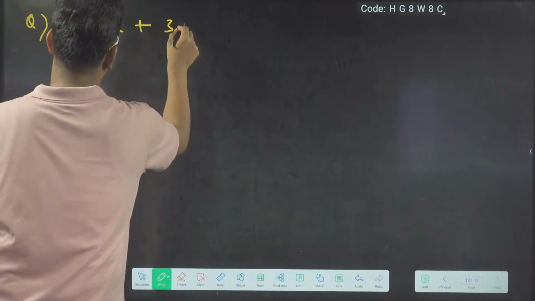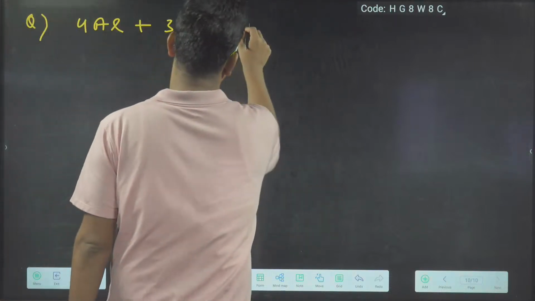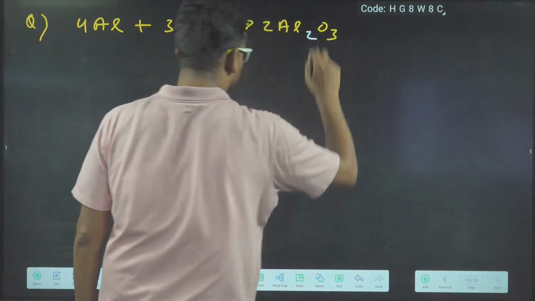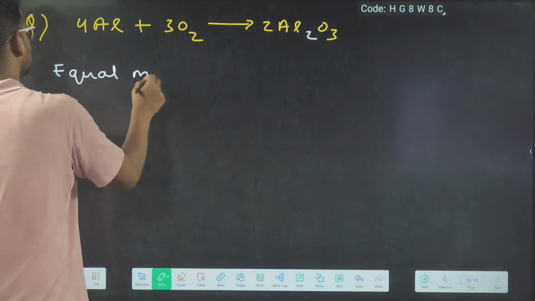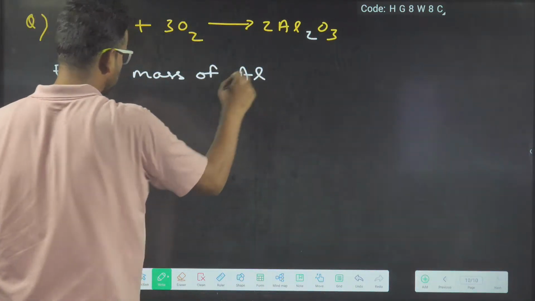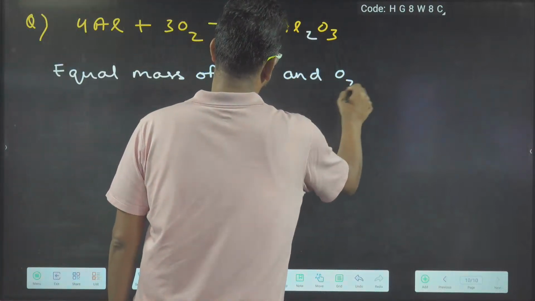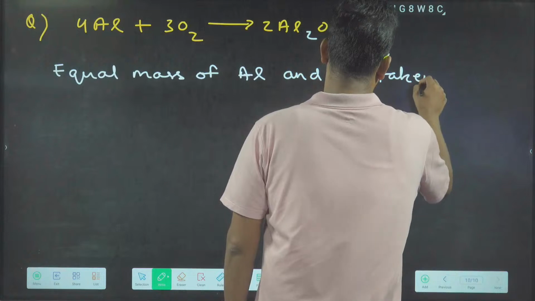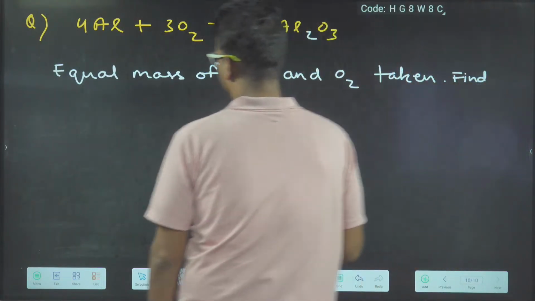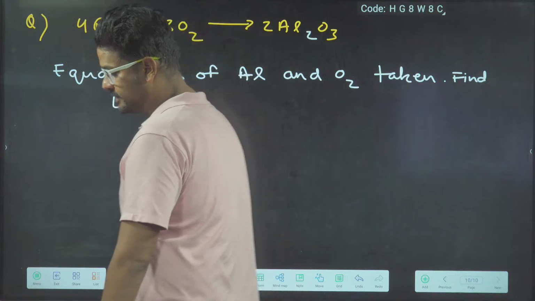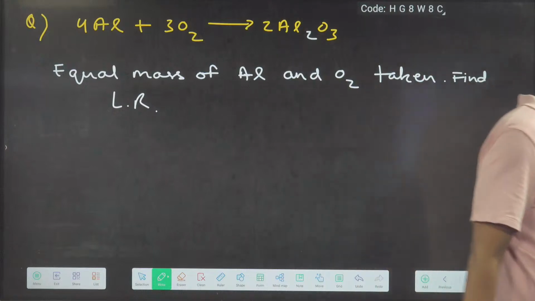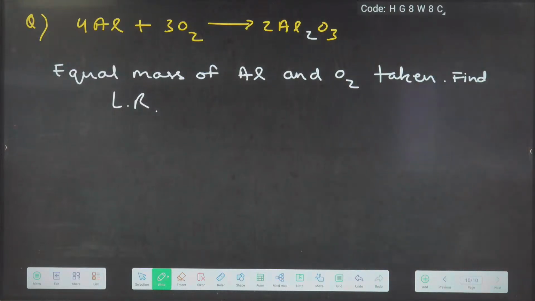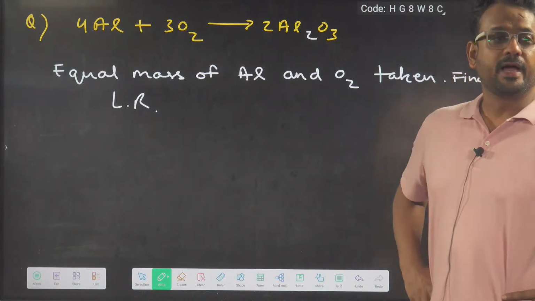4Al plus 3O2 goes to 2Al2O3. Once again, equal mass of Al and O2 taken. Find limiting reagent.